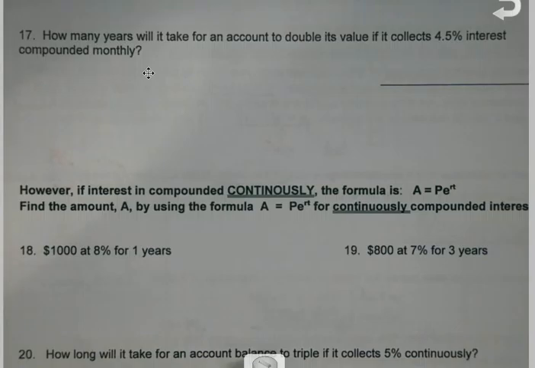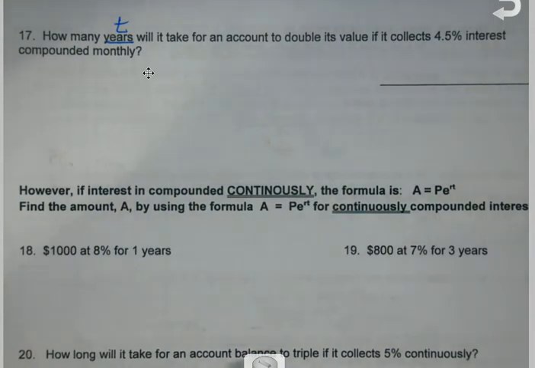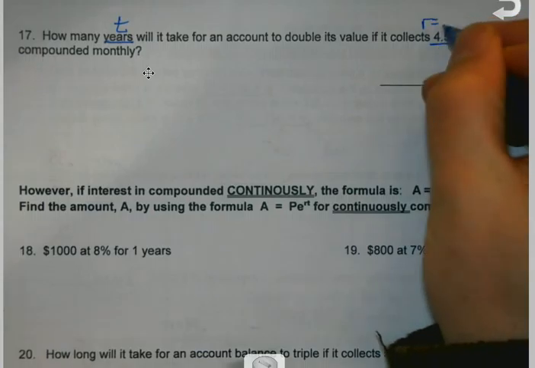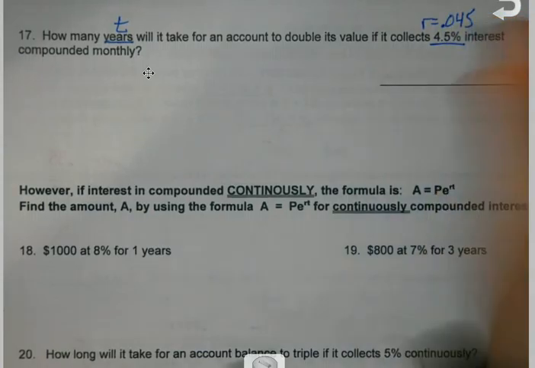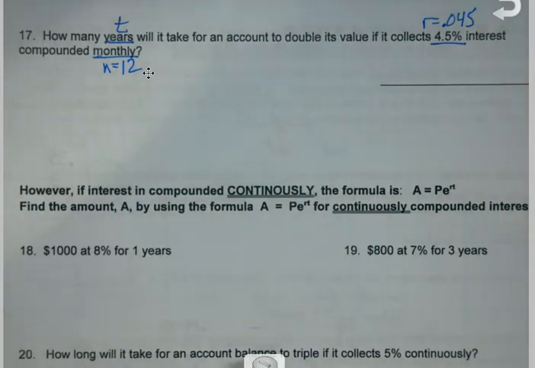How many years will it take for an account to double its value if it collects 4.5% interest compounded monthly? You're like, okay, I got an issue here. How many years? Okay, there's my T. For an account to double, 4.5% interest, my R is 0.045, okay. Compounded monthly, my N is 12, okay. They didn't tell me how much money I started with. So what's up with that? Well, okay.